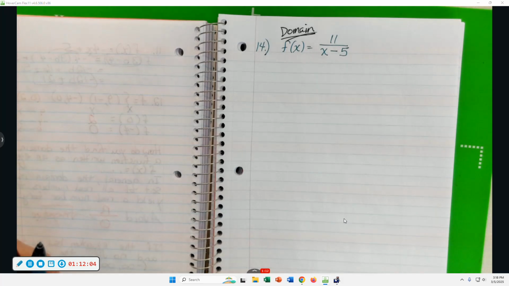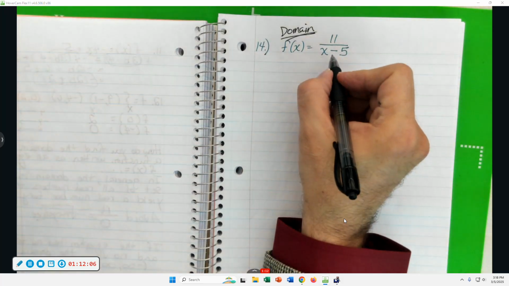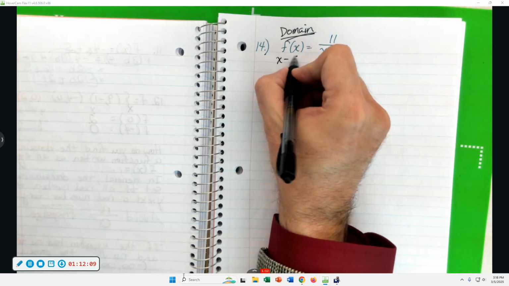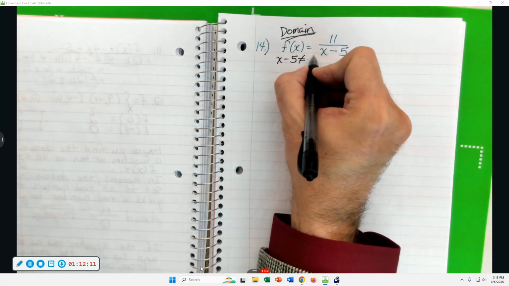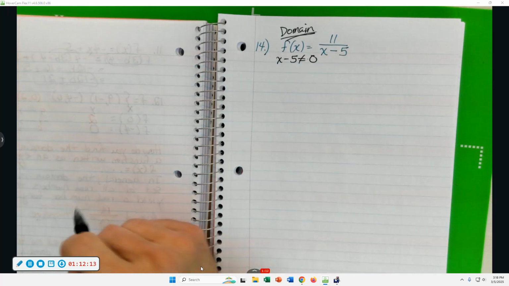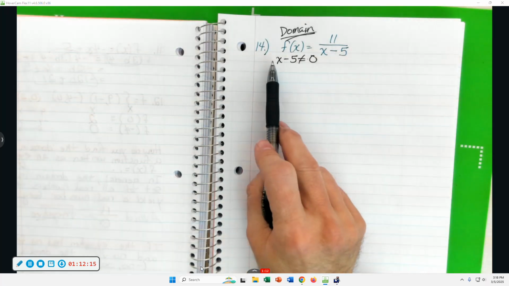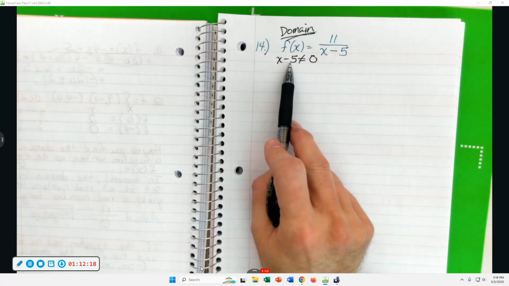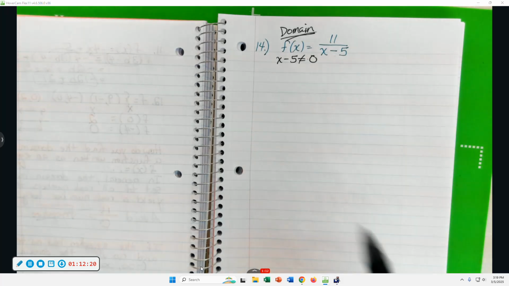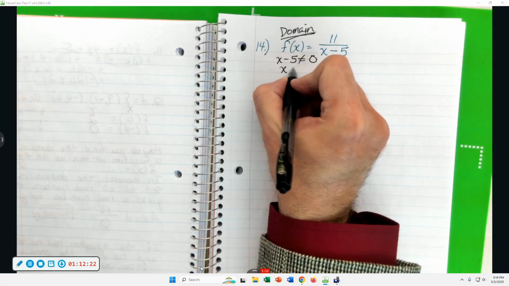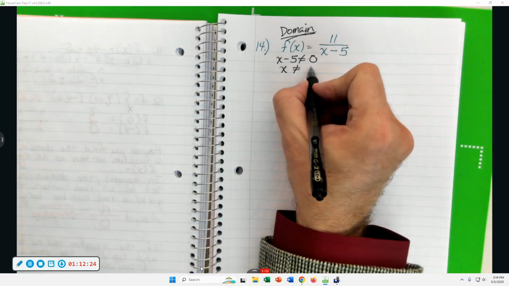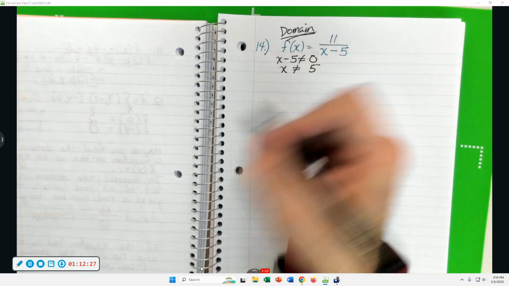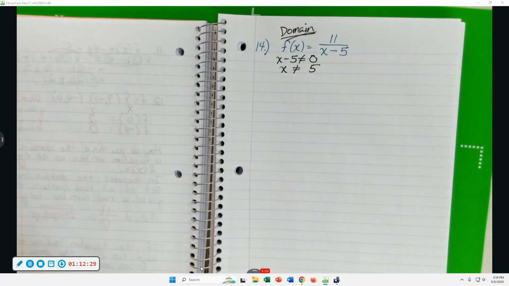x minus 5 can't equal 0. So if you have a fraction, you're just going to say the denominator can't be 0. Isolate the x, so x can't be 5. That's saying all real numbers except 5. You can plug in any real number you want for x except for 5.